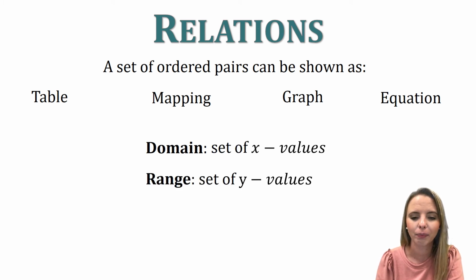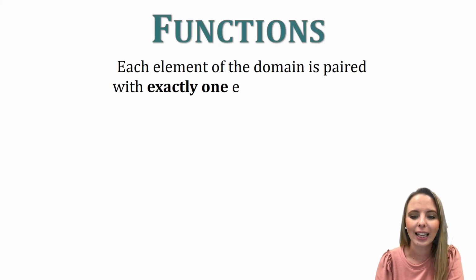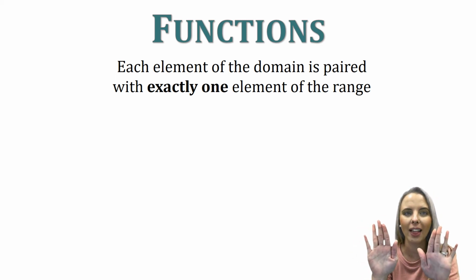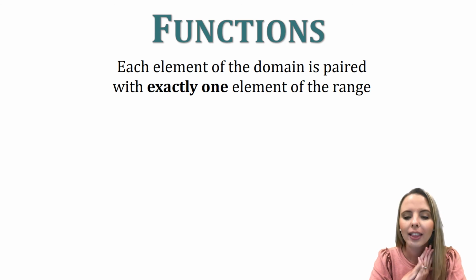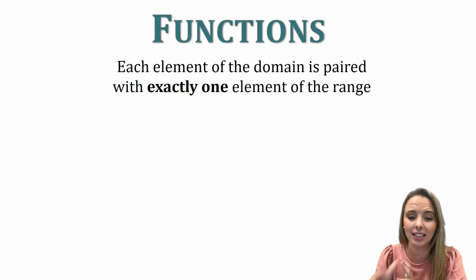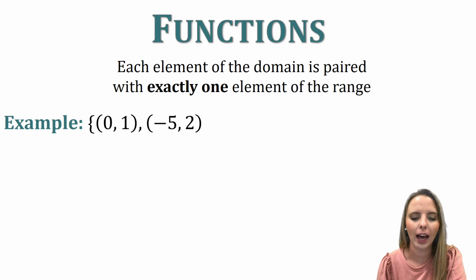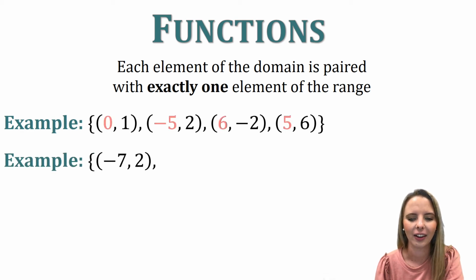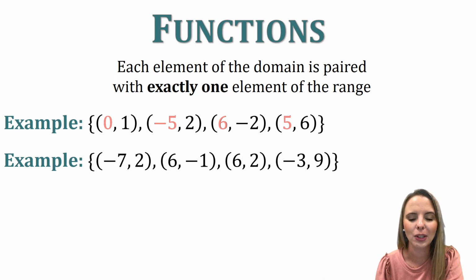We know this. Now, functions. Each element of the domain is paired with exactly one element of the range. Hopefully you may even still have these notes if you kept your binder. So exactly one element, each x is paired with one y. There is no repeating of x's. So we have an example: 0, 1, negative 5, 2, 6, negative 2, 5, 6. Our domain are our x values, 0, negative 5, 6, 5. Do any of those repeat? No, so that one is a function.